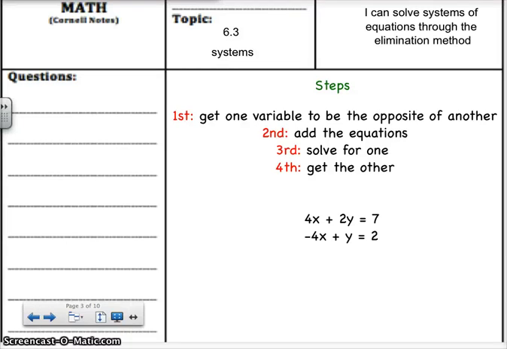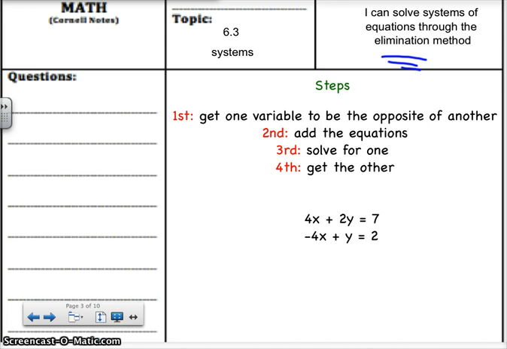Today we're going to learn about solving systems of equations through elimination. That's your learning target. You can solve systems of equations through elimination. Okay? Here's the steps. I'm just going to throw the steps at you.